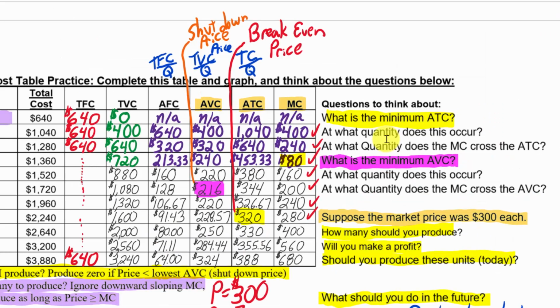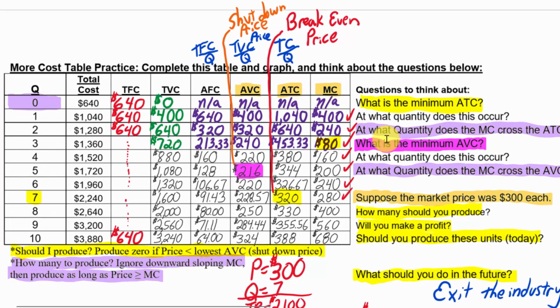So that's what I was getting at with these questions here. At what quantity does the marginal cost cross the average total cost? At what quantity does the marginal cost cross the average variable cost? To try to make sure you understand that. And to reiterate one last time, the idea is simply that when the cost of an additional unit is less than the average, it pulls that average down. When the cost is higher than the average, it pulls that average back up. It's just as simple as that.